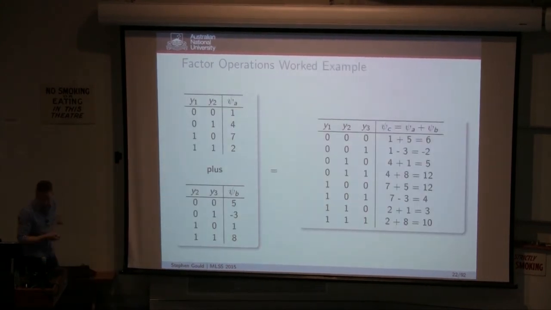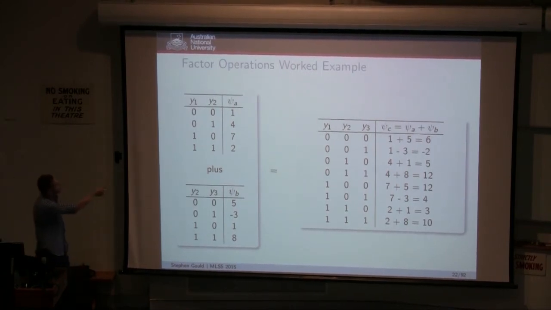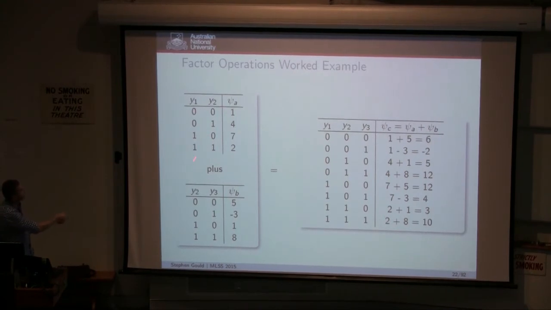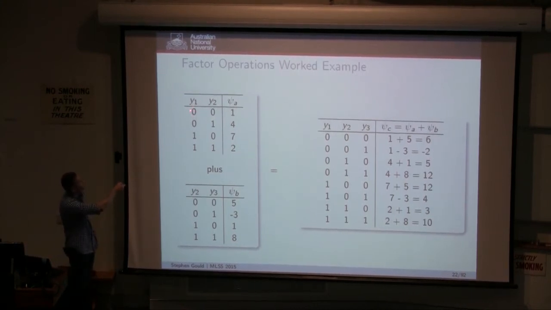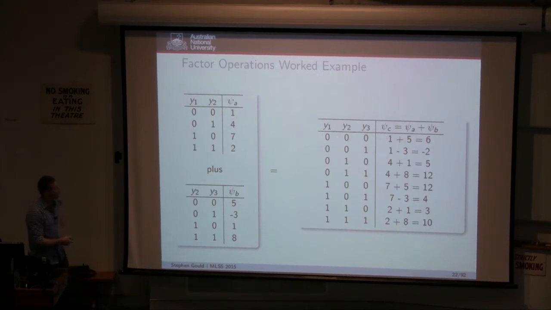Okay, so here's just a worked example to really drive home the point. I have this factor A, and I want to add it to this factor B. I've represented them as tables. They're over these binary variables, y1 and y2 here, and y2 and y3 for factor B. If the variables y1 and y2 both take value 0, then the value of this factor is 1. The summation is going to be defined over the three variables y1, y2, and y3.